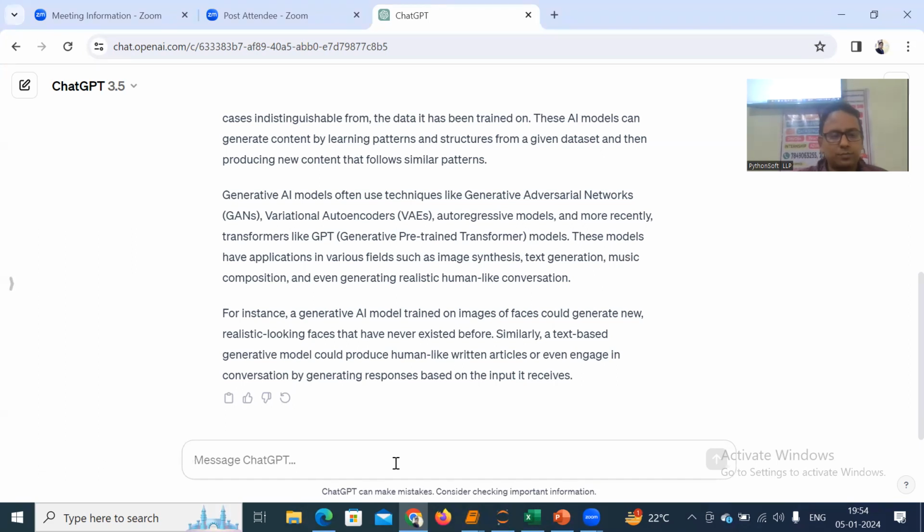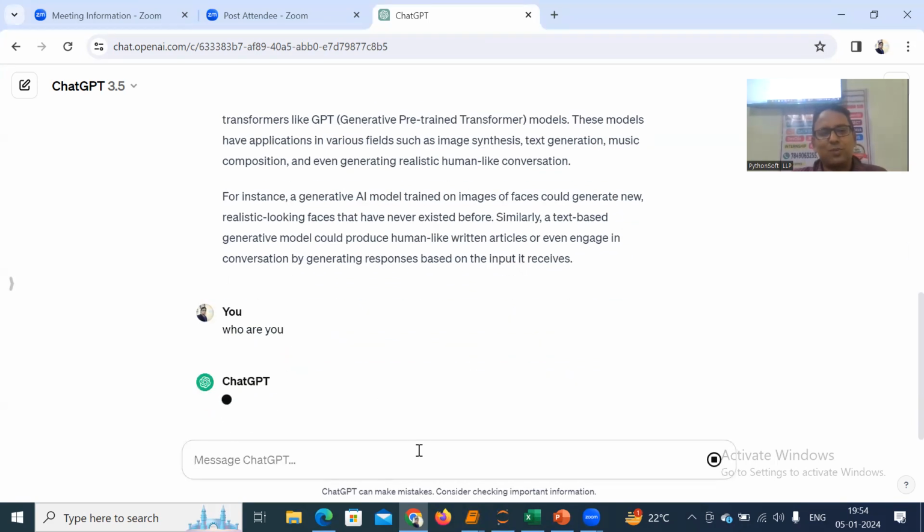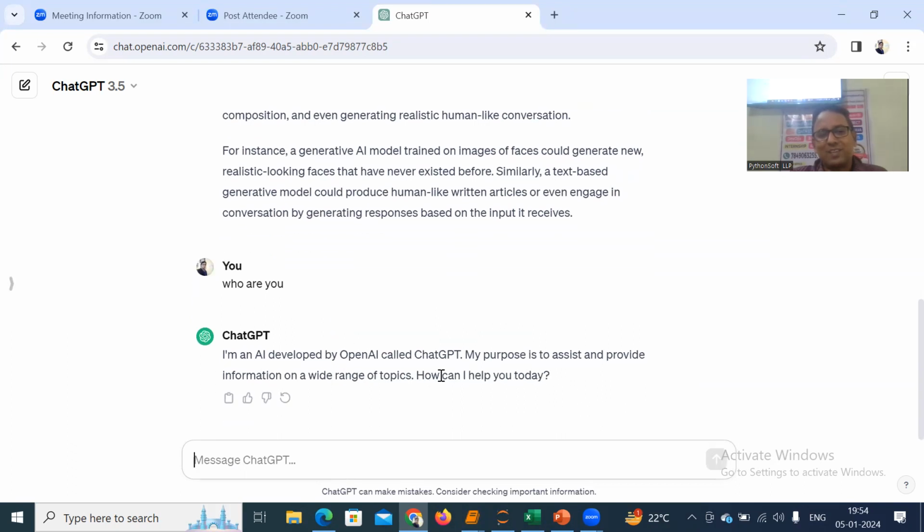I'll show you an example. I was just telling my daughter, okay, this is ChatGPT. She asked me to write a question: who are you? She wanted to know what ChatGPT is. So if you ask who are you, it tells you, I am an AI developed by OpenAI called ChatGPT. My purpose is to assist and provide information on a wide range of topics. Okay, it's replying to me.